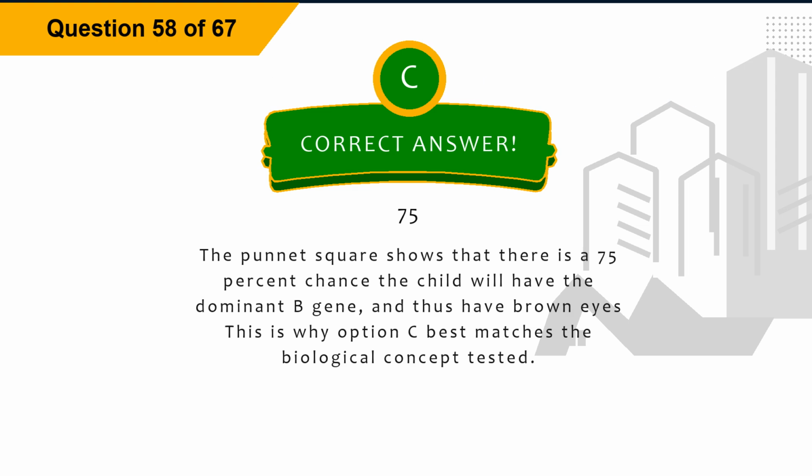The correct answer is option C, 75. Explanation: the Punnett square shows that there is a 75% chance the child will have the dominant B gene, and thus have brown eyes. This is why option C best matches the biological concept tested.